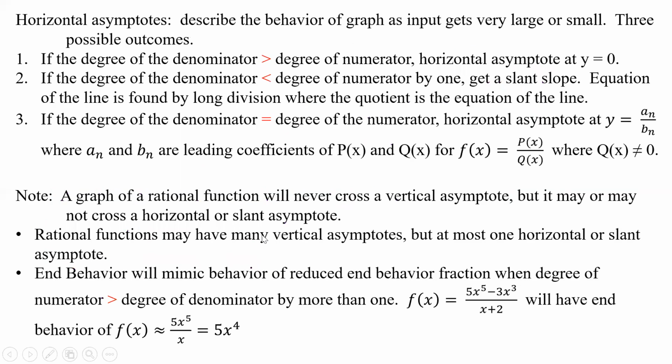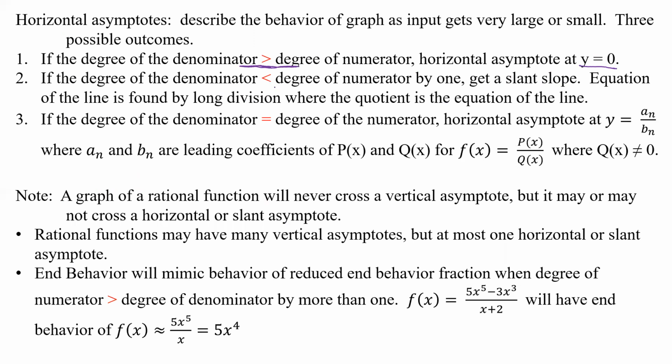All right, so a lot of stuff on this slide, but it all ties in with what we were looking at there, but it comes into a different play here. So horizontal asymptotes describe the behavior of a graph as input gets very large or small. Now three possible outcomes. If the degree of the denominator is greater than the degree of the numerator, we get a horizontal asymptote at y equals 0. That's just given as long as we have this greater than part.